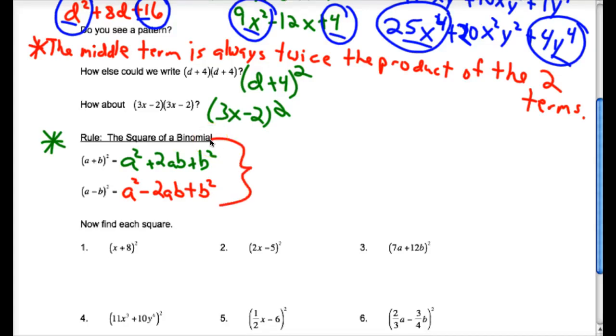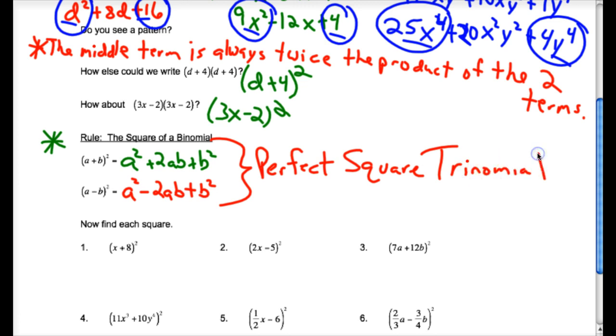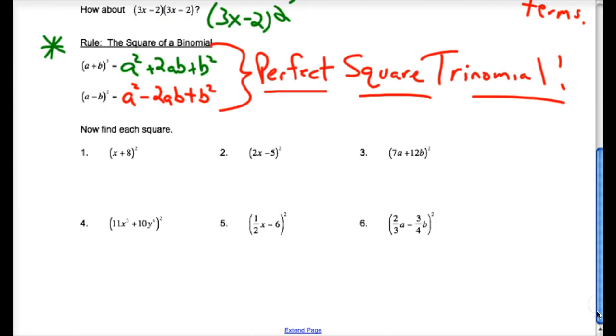Everybody put a little brace after those two things. This has a very special name. The answer is called a perfect square trinomial. Say it: perfect square trinomial. That means they're perfect squares, and you're going to have to do that.